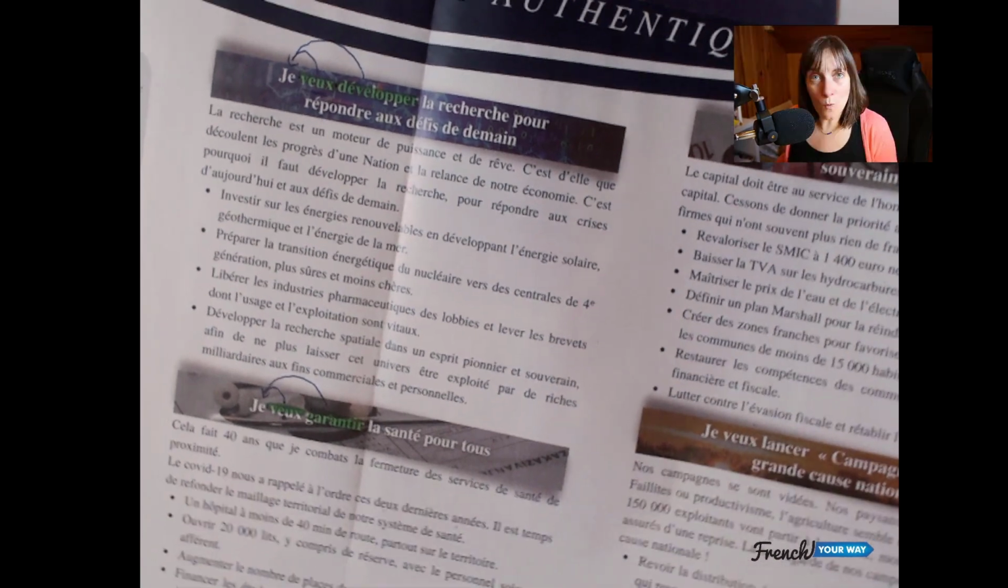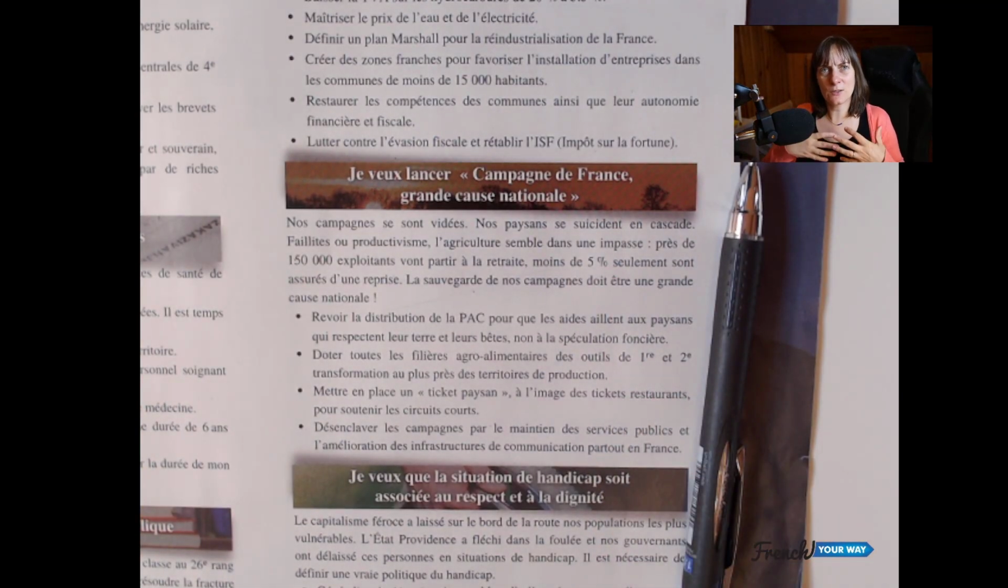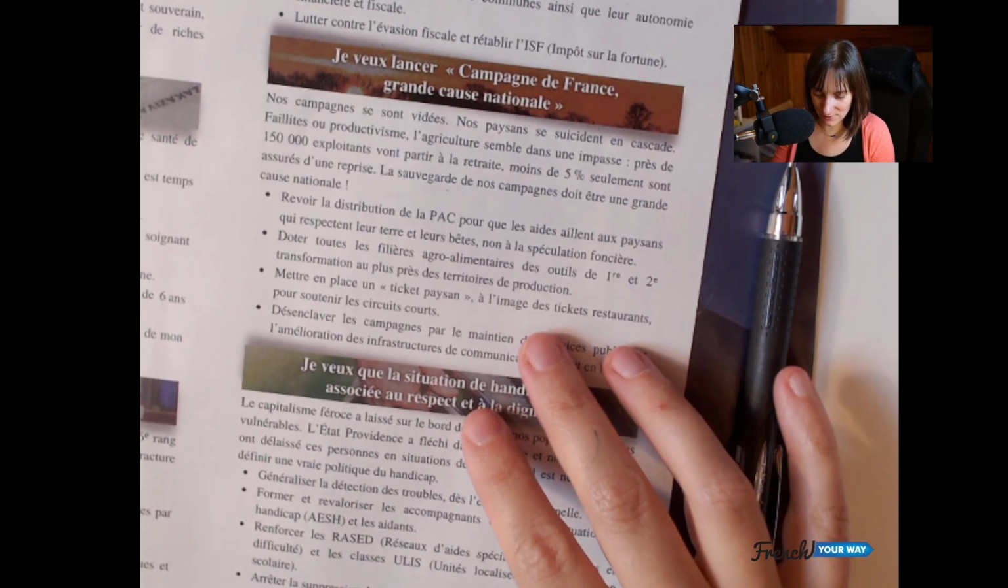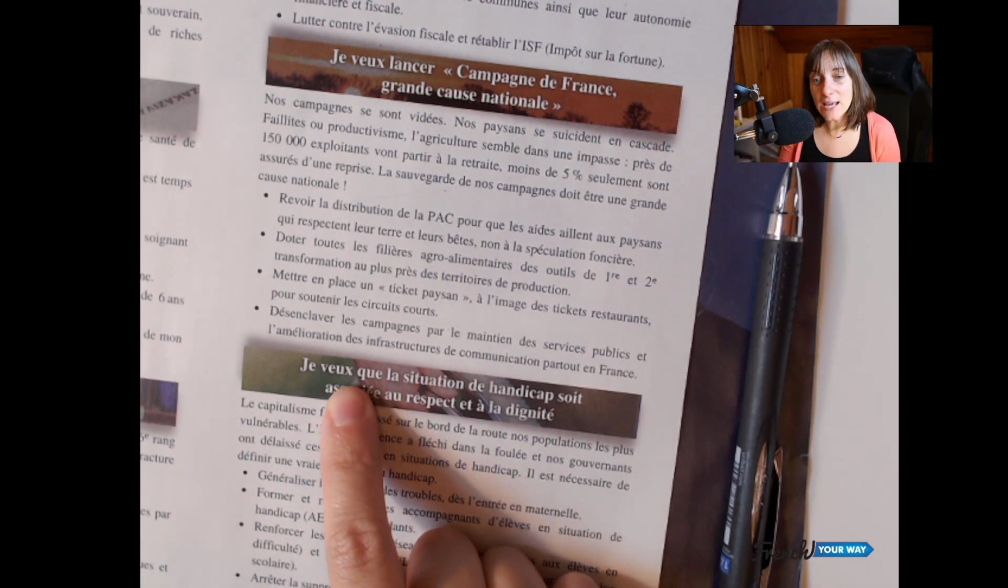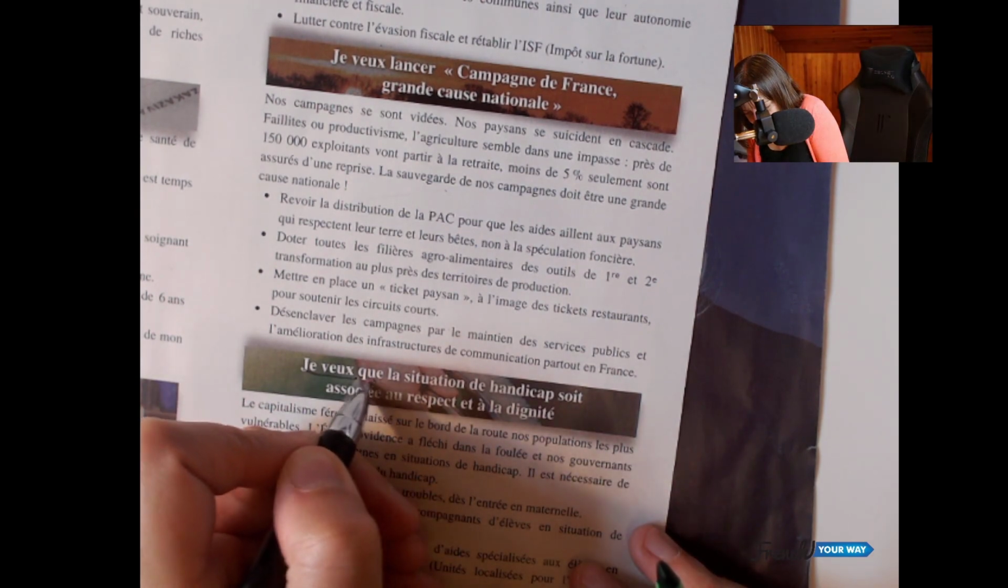When you use vouloir and the second part of the sentence has a different subject, so I want something to happen, or I want someone to do something, we're going to have the subjunctive. That's when you use the subjunctive in French. So we have an example here. Donc, je veux que la situation de handicap soit associée.